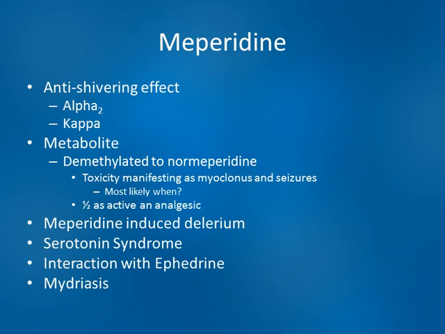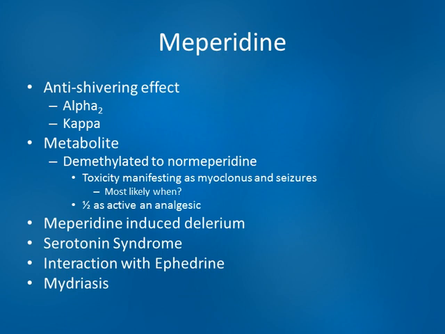Fabiola, why am I worried about neurotoxicity with meperidine? And its metabolite is called what? Normeperidine. That's right. Why would meperidine cause delirium? We're going to take these point by point.